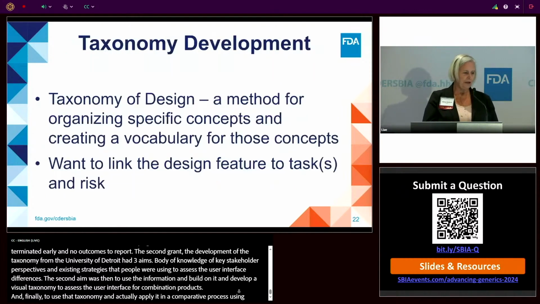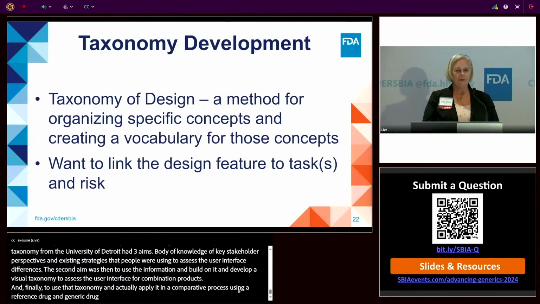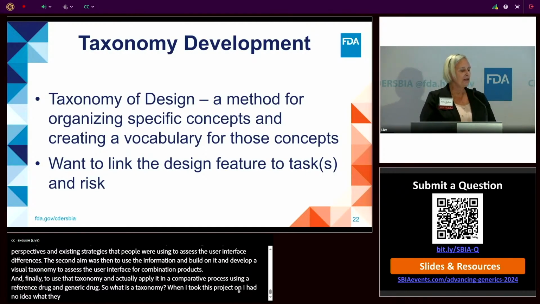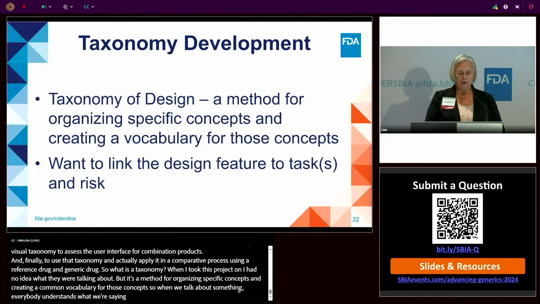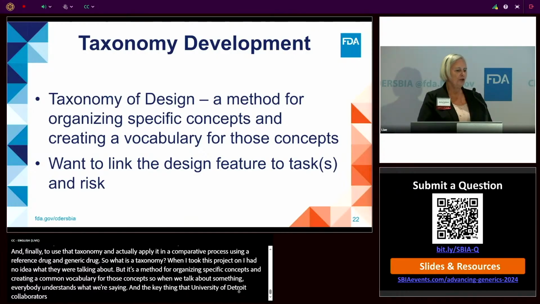So what is a taxonomy? When I took this project on, I had no idea what they were talking about. But it's a method for organizing specific concepts and creating a common vocabulary for those concepts, so that when we talk about something, everybody understands what we're saying. And the key thing that the University of Detroit collaborators wanted to do was link that design feature to a specific task and risks that are associated with that task.